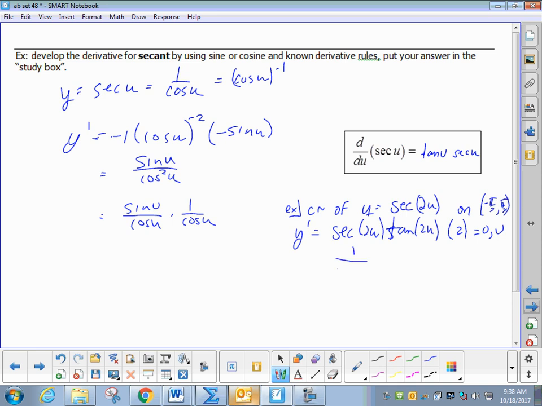It might help to call it this: sine of 2u over cosine of 2u. This would be y prime. y prime would equal 0 if what was 0? The numerator or the denominator? Numerator. If sine 2u equals 0.